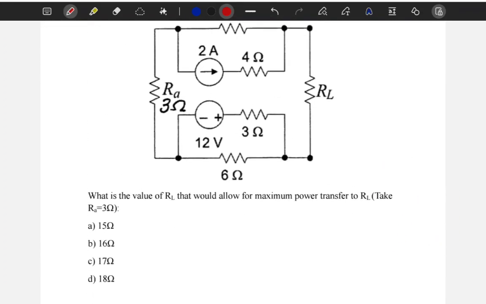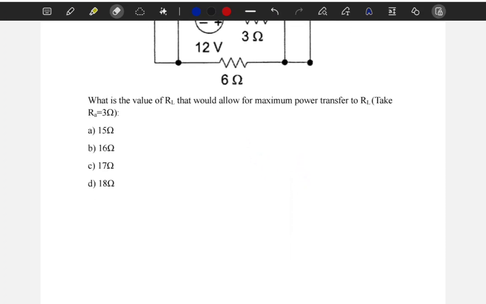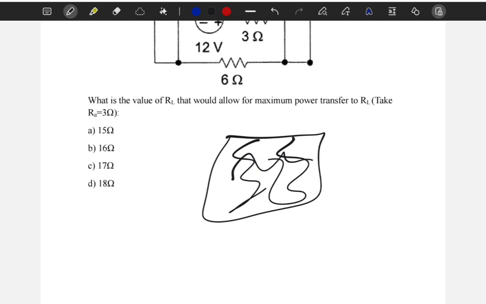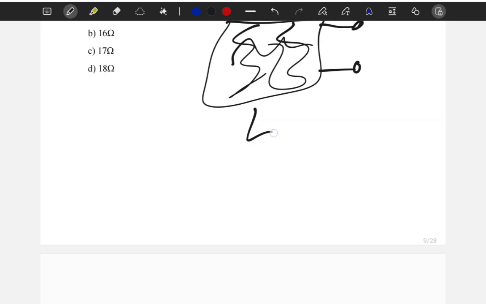In problem 4, they're asking what is the value of RL that would allow for maximum power transfer to RL. So what is the value of this resistor so that I get the maximum power across this resistor? From Thevenin, we know that if I have a really big circuit with resistors and other elements, I can simplify this into V Thevenin and R Thevenin.